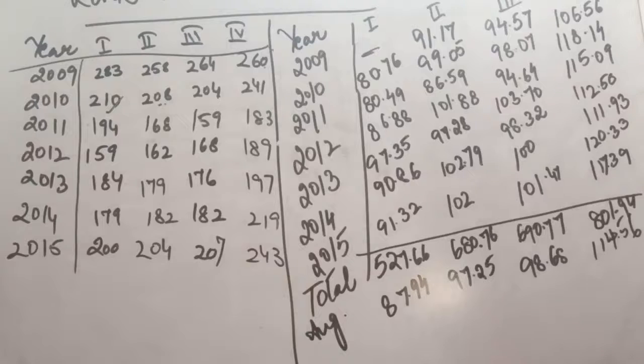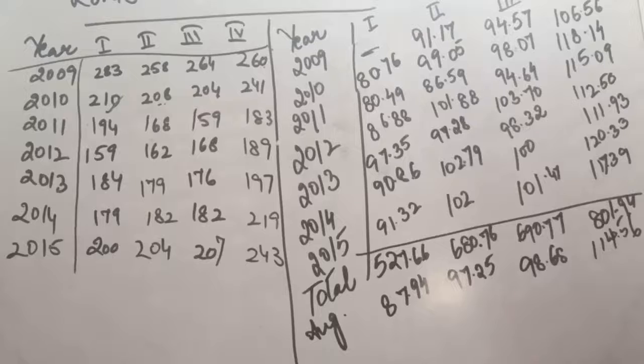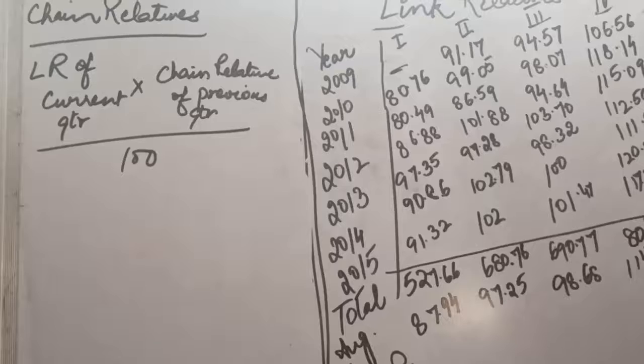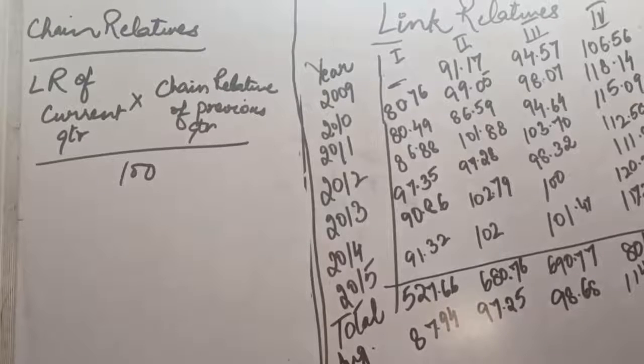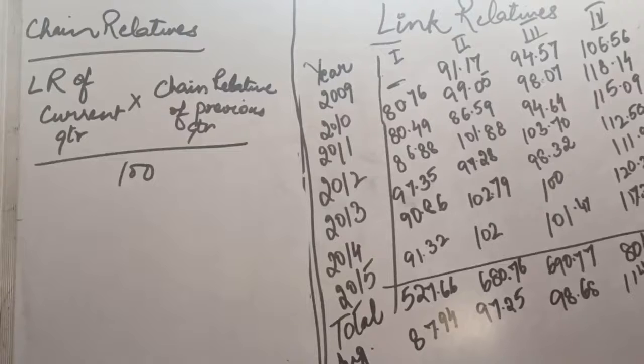Now if you remember the steps that we have seen, after calculating the average, we have to calculate the chain relatives. How is the calculation of chain relative done? There was a formula for chain relative. The formula was link relative of that quarter into chain relative of the previous quarter divided by 100. So we will be applying the same formula. This was the formula for the calculation of chain relatives, that is link relative of the current year multiplied by chain relative of the previous quarter divided by 100.